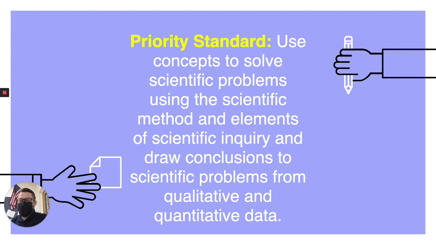So this is the same priority standard that we've seen before: to use concepts to solve scientific problems using the scientific method and elements of scientific inquiry. We've already talked about those. And draw conclusions to scientific problems from qualitative and quantitative data. So the qualitative and quantitative data part, that's what we're going to be focusing on today.